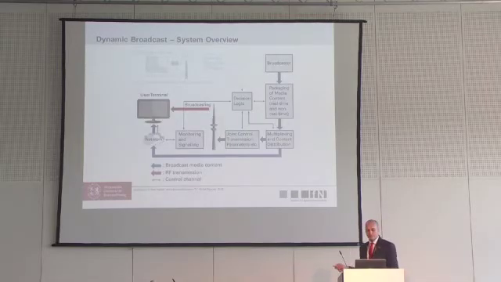So you have seen this block diagram already, so I will go quickly over it. You see on the left-hand side the user terminal of the dynamic broadcast system, which is now connected to a terrestrial broadcast network and a broadband network, and can receive TV services equally over both channels.